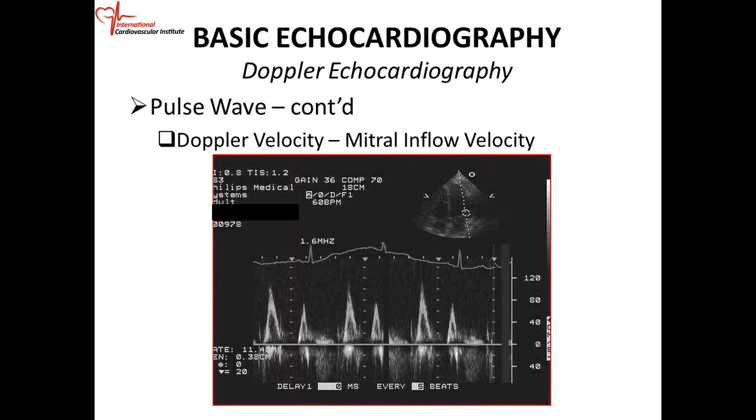So the flow is towards the transducer. The transducer is right up here. This is the transducer. The blood is flowing from the left atrium across the mitral valve into the left ventricle towards the transducer. Hence, the flow is above the baseline.